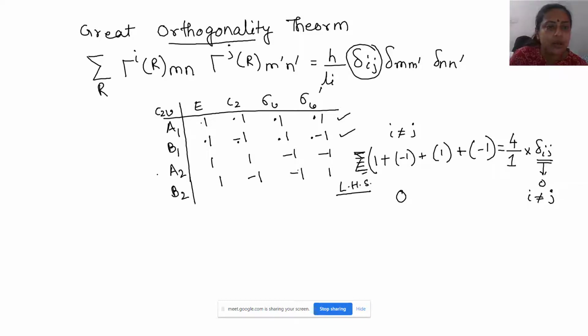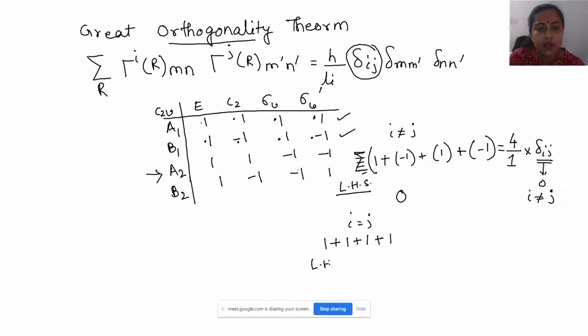Now let me consider only the A2. Here i equals j. Now let me consider every element. So here i equals j, so I am considering delta i and delta j to be the same. Now I have to multiply the matrix elements present in the character table and sum them up. So I have to multiply 1 with 1, 1 with 1, minus 1 with minus 1 and minus 1 with minus 1. So it is going to come 1 plus 1, plus minus 1 into minus 1 is again 1, minus 1 into minus 1 is 1.